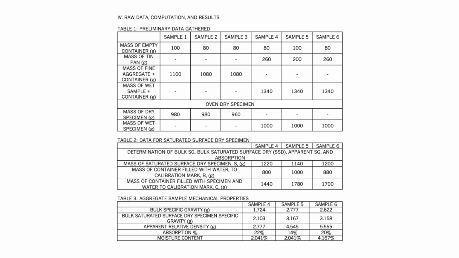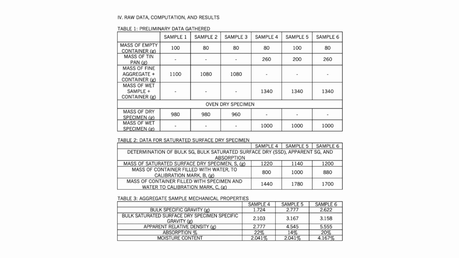Table 3 displays significant variations in bulk specific gravity, such as 1.724 to 2.777, and bulk saturated surface dry values of 2.103 to 3.167, indicating possible differences in fine aggregate or probable errors in the experiment. Furthermore, the observed relative density values such as 2.777 to 5.555 suggest variations in density among the fine aggregates.